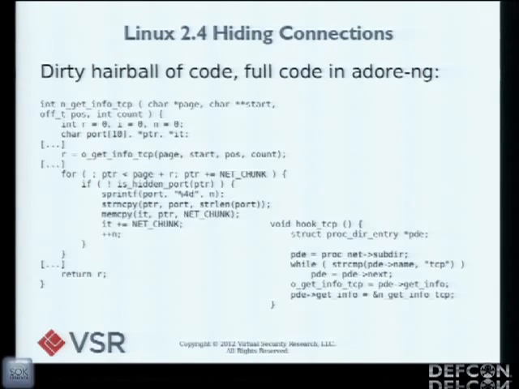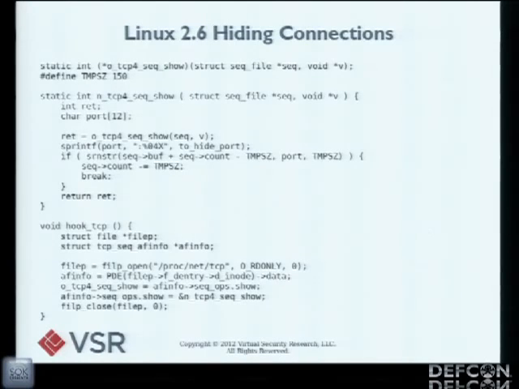Looking at hiding connections in 2.4 is actually a big pain in the butt. Not that you don't know how to do it, but it's just a lot of parsing, a lot of dirty C code that you have to write. Looking at Adore-ng, this is how it's done. It couldn't all fit on a slide, but basically the same concepts apply. Run the original function that returns the information associated with active connections and listening ports on the router, and simply parse out the information that you don't want. So we get the original output of /proc/net/tcp, simply iterate through and remove any entries that we don't want, and then display it to the user.